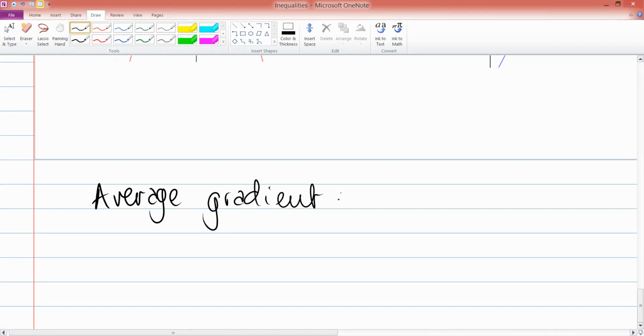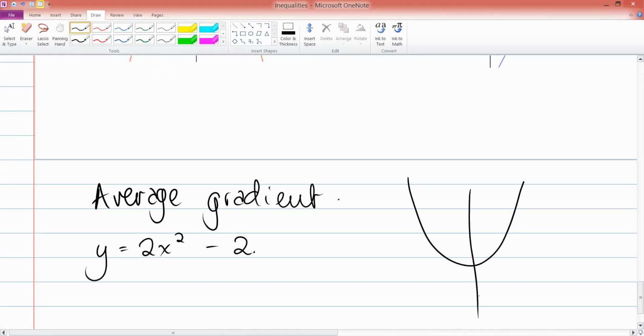Okay, so average gradient, right? If you have a parabola like this, 2x squared minus 2, what does this graph look like? It's like that. And this point here is -2. Okay, we don't know what these points are yet. You could work them out, but I'm just doing this sketch to illustrate what average gradient is.